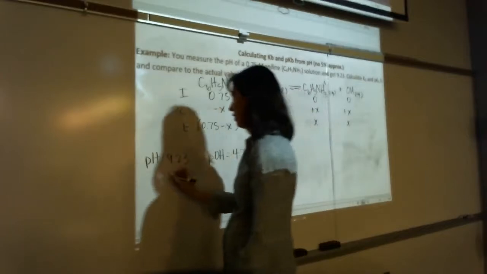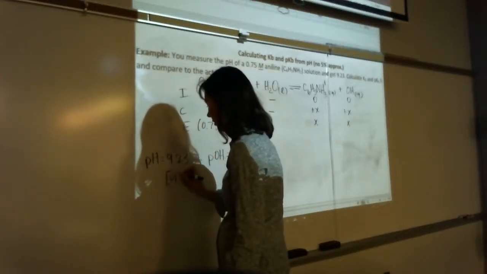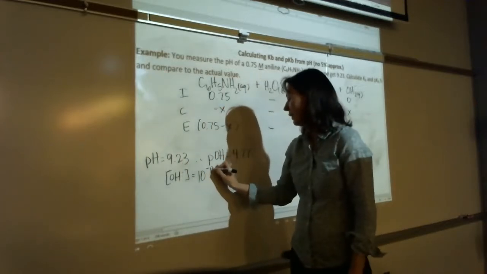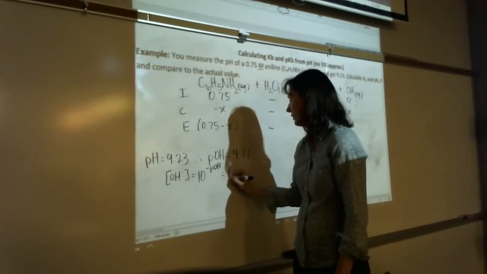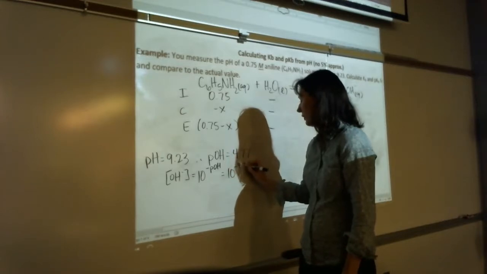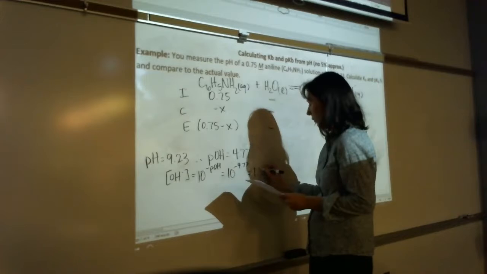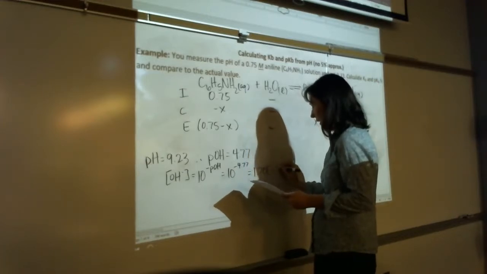So the concentration of hydroxide is 10 to the negative pOH. So that's 10 to the negative 4.77. When I did that, I got 1.70 times 10 to the negative 5th.